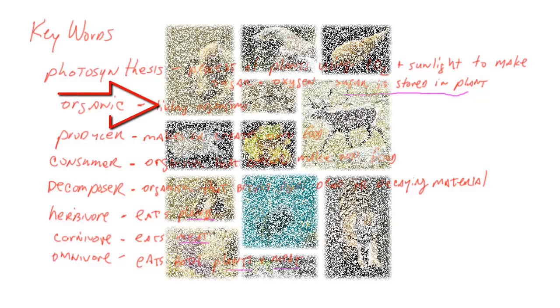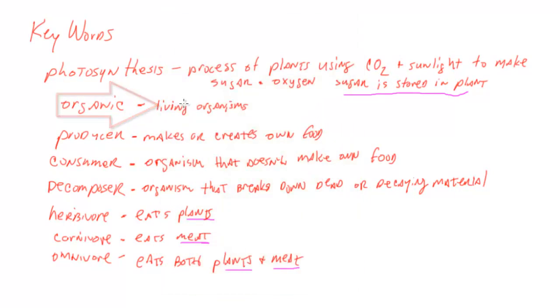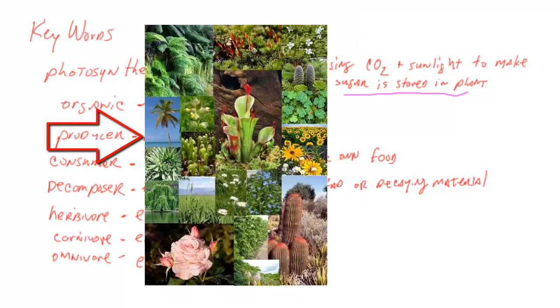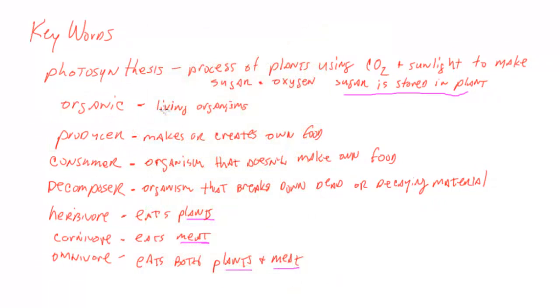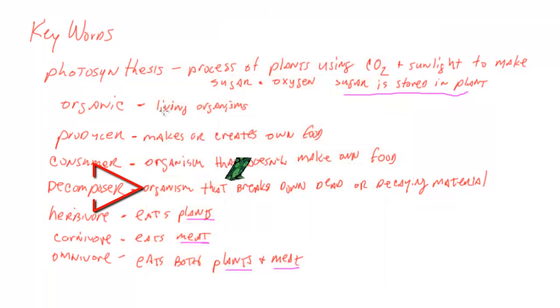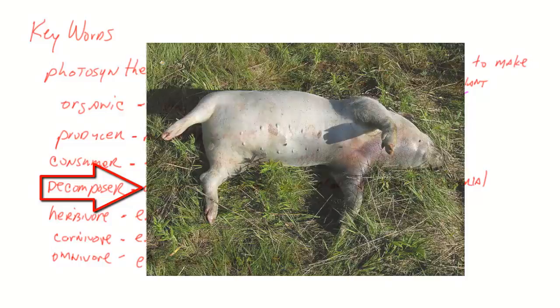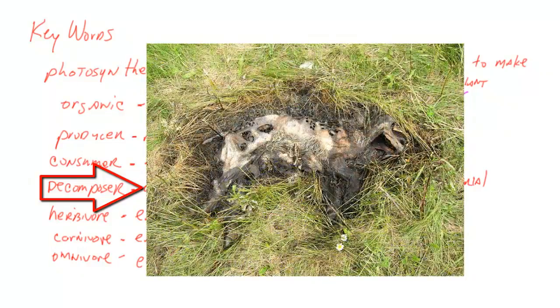The second is organic. Organic are any living organisms. Third is producers. A producer makes or creates its own food. A consumer doesn't have that, so consumers are organisms that don't make their own food and they have to eat it. A decomposer is an organism that breaks down dead or decaying material.